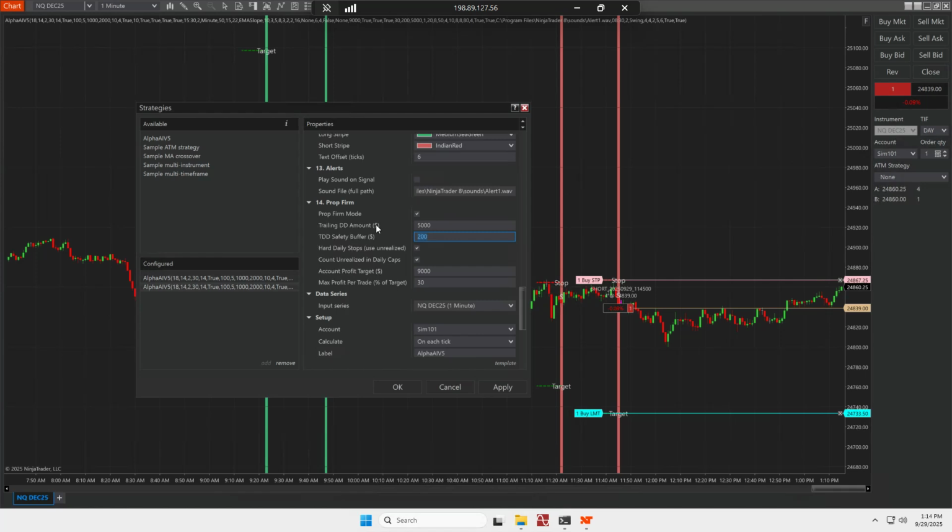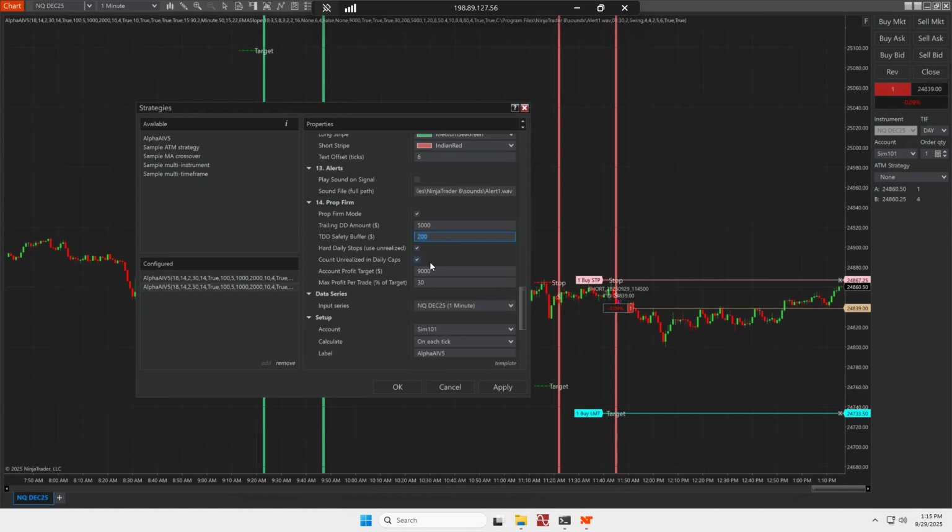Same for the max loss. Same thing. At $2,500, it will automatically close the trade even without touching the target. And it also counts unrealized in daily caps, so it counts the unrealized profit together with the realized profit to see if we reach the daily limit.